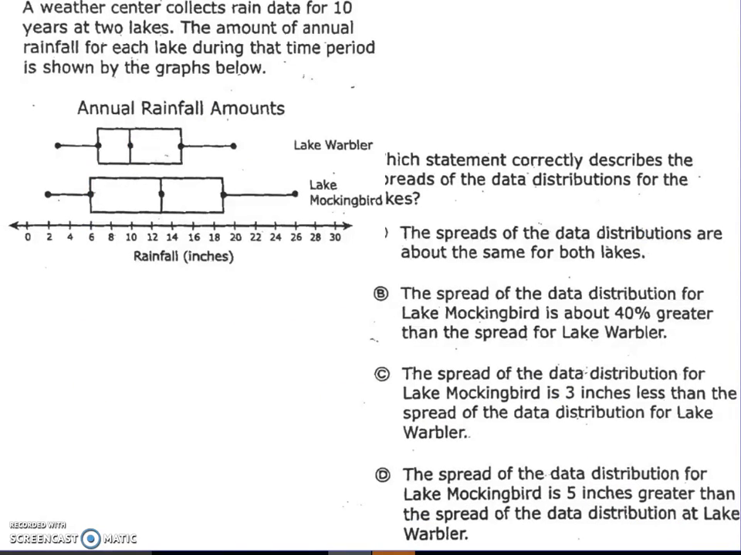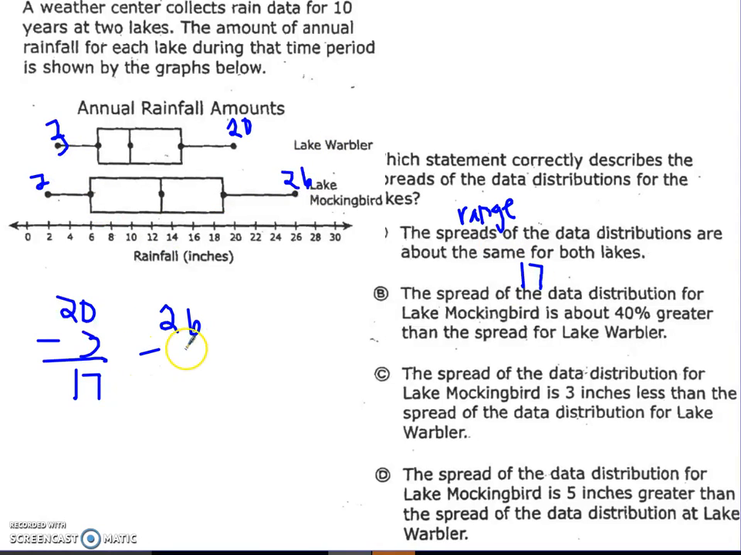Which statement correctly describes the spreads of the data distributions for the lakes? The spread of the data distributions are about the same for both lakes. So remember, spread is range. So this is going to be 20, and this is about 3. 20 minus 3 is 17. Okay, this is 26, and this is 2. 26 minus 2 is 24.